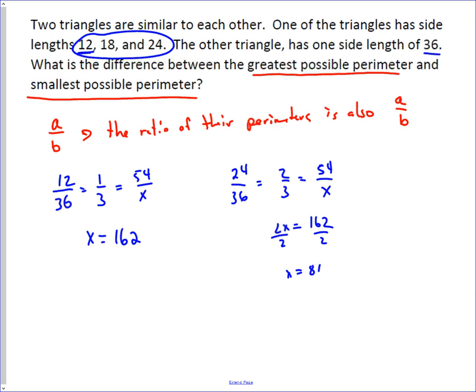So the largest perimeter is 162. The smallest perimeter is 81, and so the correct answer to this problem is 81, because that was the difference. We utilize the fact that the perimeter is in an equal ratio to the sides.